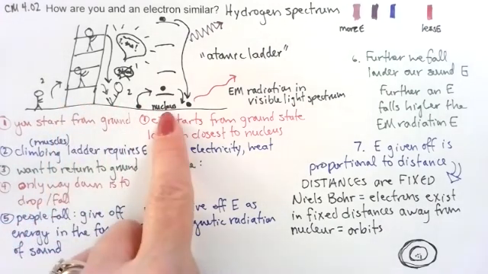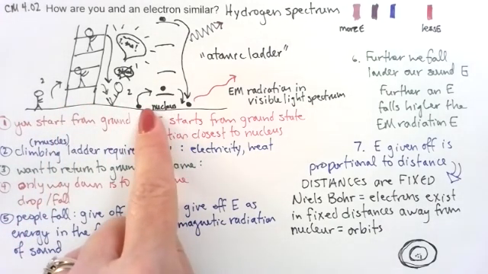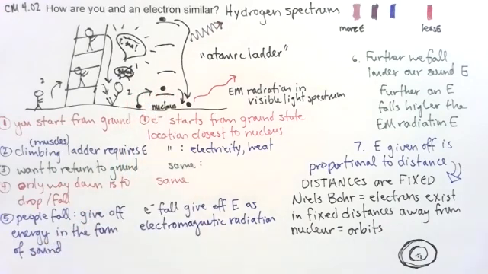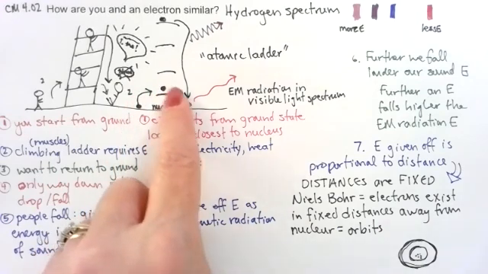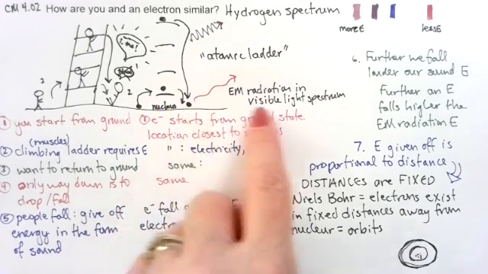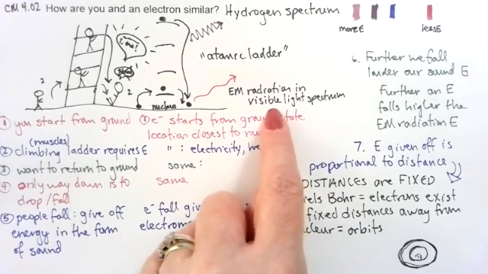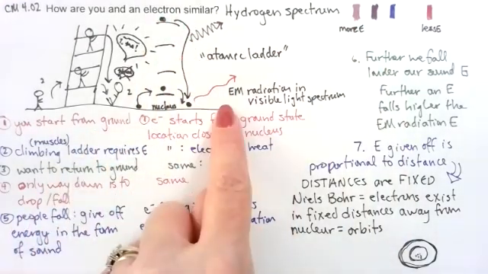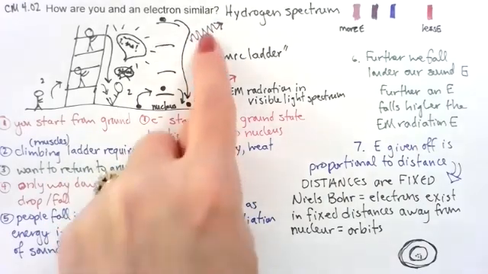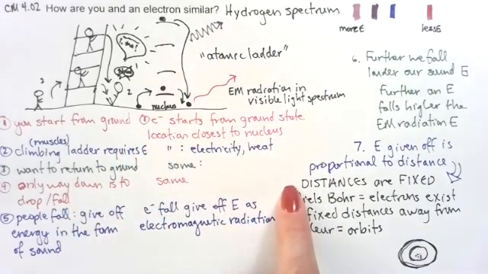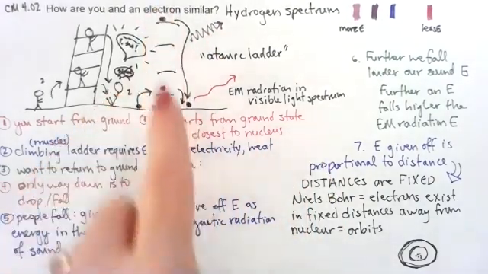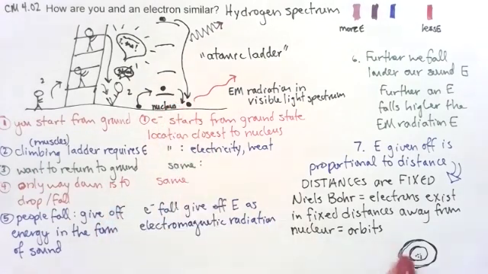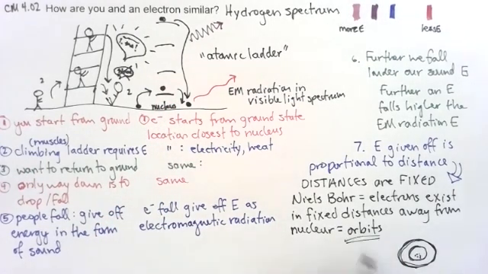Our takeaways are, if we go through our steps again, just like us on a ladder, electrons start from ground state. It requires energy in to elevate them, to get them to climb. When they fall, they give off energy in the form of radiation, in this case visible light. The further they fall, the stronger the radiation, and it's always in specific wavelengths. This led Bohr to realize that these distances are fixed, and it gave rise to his understanding that electrons actually exist in orbits.